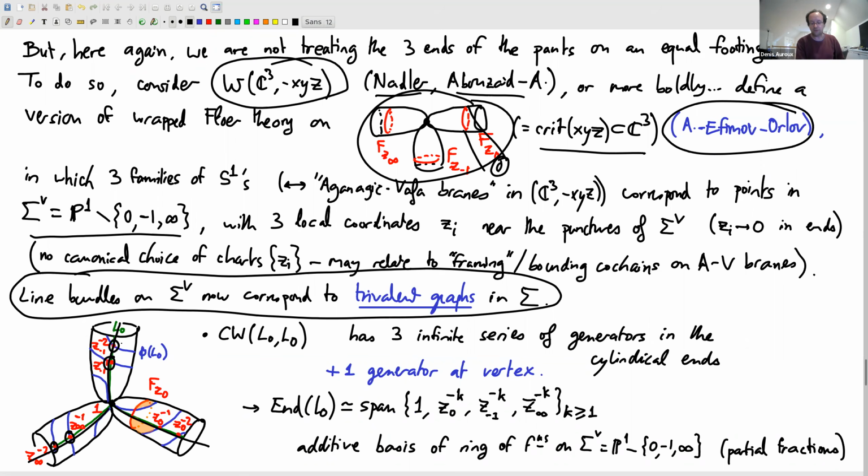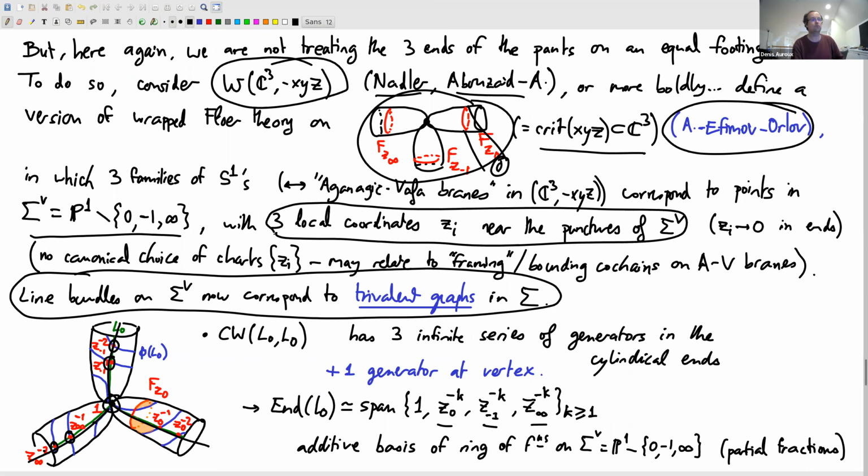And what will happen here for this L0 with itself is you'll get 1 generator at the origin and a bunch of others along the coordinate axis, which will all be successive powers of certain functions. And those functions will just be the inverses of local coordinates near the punctures. So if you think back about partial fractions as a way of understanding meromorphic functions on P1 with 3 poles allowed, poles allowed at 3 particular points, the punctures of a pair of pants, partial fractions tells you that they are indeed linear combinations of this additive basis.